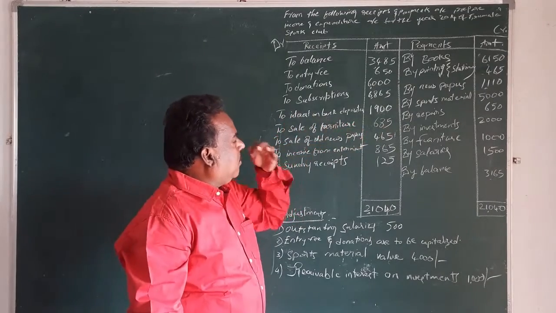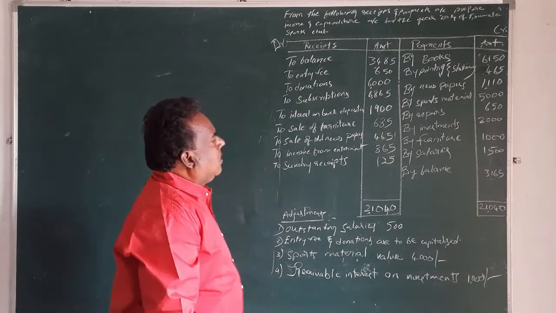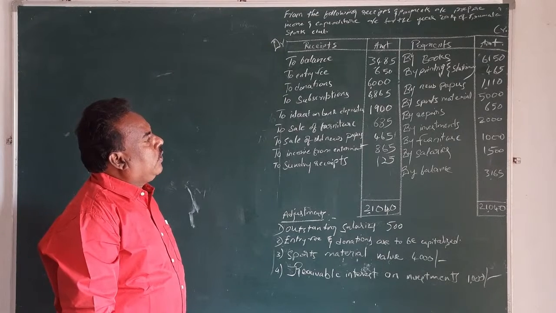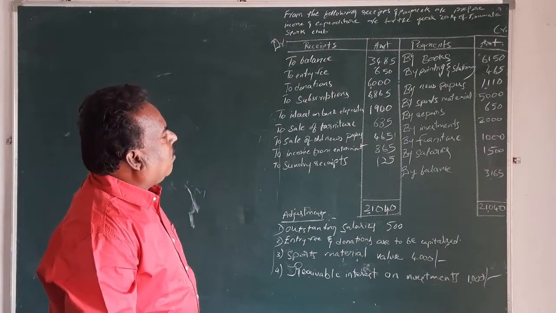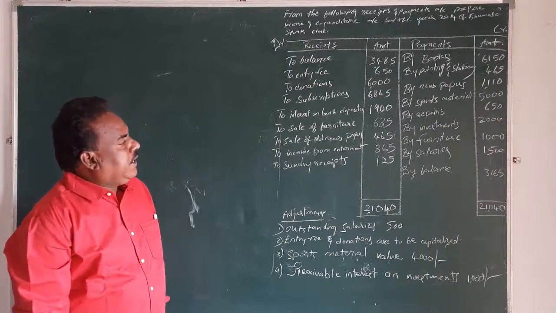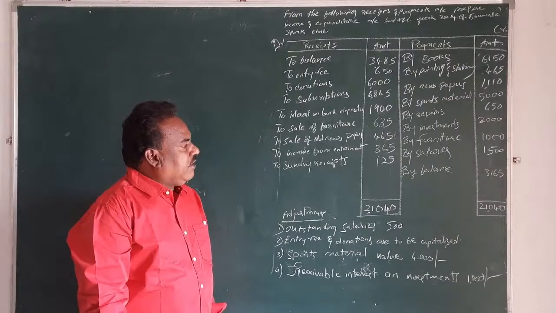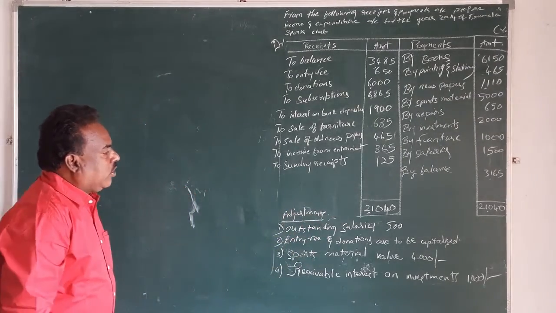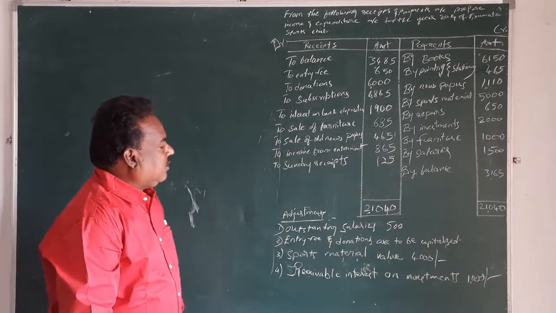Next, payments. Payments means expenditures. Books 6,150, printing and stationery 465, newspapers 1,110, sports material 5,000, repairs 650, buy investments 2,000, buy furniture 1,000, salaries 1,500, closing balance 3,165. Grand total 21,040 on the debit side, 21,040 rupees on the credit side.